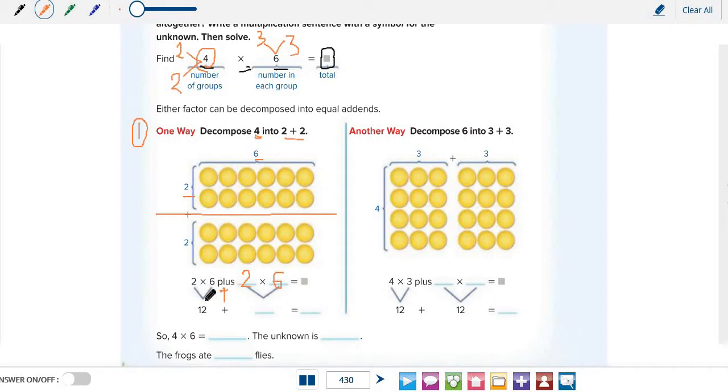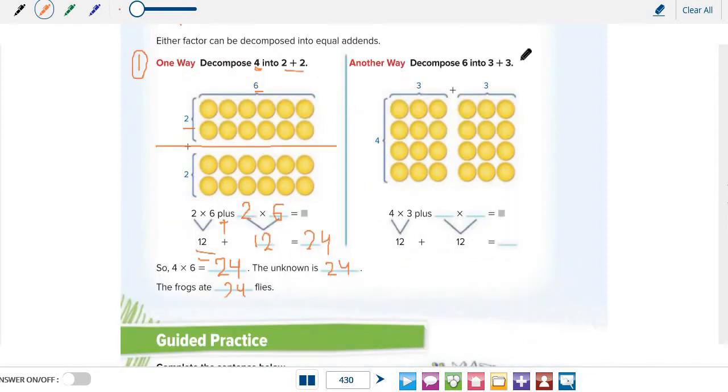Now we know that 6 multiplied by 2 equals 12, plus 6 multiplied by 2 equals 12 again. Now 12 plus 12 equals 24. So the final answer is 24. 4 times 6 equals 24. So the unknown is 24. The frogs ate 24 flies.